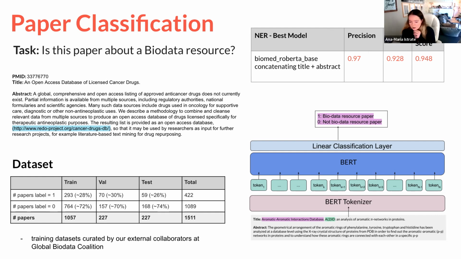The way we're building this model, we have access to the title and abstract of a paper. We're concatenating the title and abstract and treating this as a string sequence. Similarly as before, we're passing this through the BERT tokenizer, and the fine-tuning part is a linear classification layer on top, which is really just a sequence classification. This layer classifies the string as either a 1 if it's about a biodata resource, or a 0 if it's not.